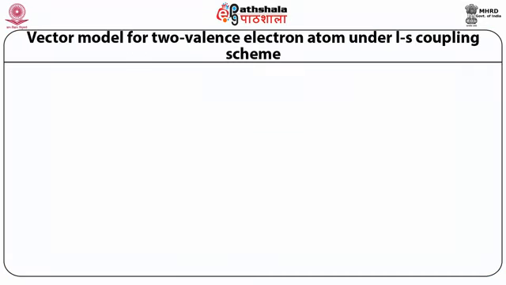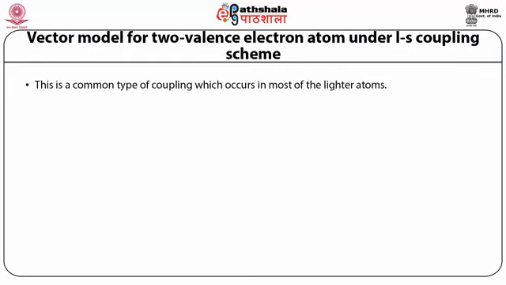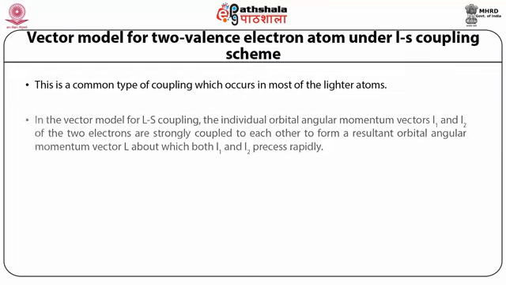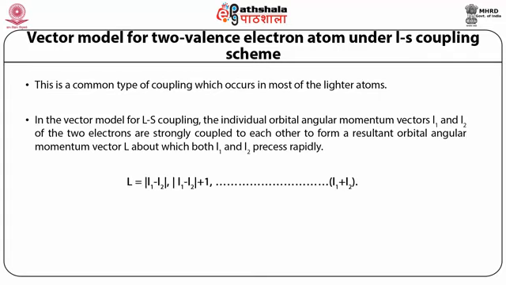Vector model for two valence electrons under the LS coupling scheme. This is a common type of coupling which occurs in most of the lighter atoms. In the vector model for LS coupling, the individual orbital angular momentum vectors L1 and L2 of the 2 electrons are strongly coupled to each other to form a resultant orbital angular momentum vector L, about which both L1 and L2 precess rapidly. The corresponding quantum number L can take the values L = |L1 - L2|, |L1 - L2| + 1, ..., L1 + L2.